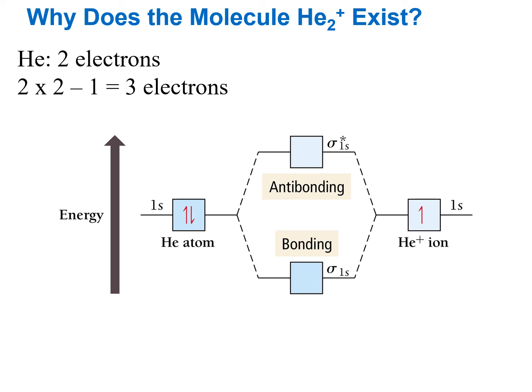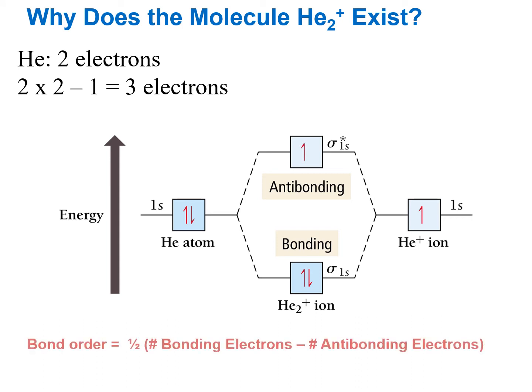That means we're going to find homes for 3 electrons. 2 of them are going to be placed in the bonding orbital, and only 1 is going to make it into an anti-bonding orbital. And if we do the math, which is to subtract the anti-bonding electrons from our bonding electrons, we're going to end up with a bond order of 1/2. So yes, it is a possibility that this ion would exist.